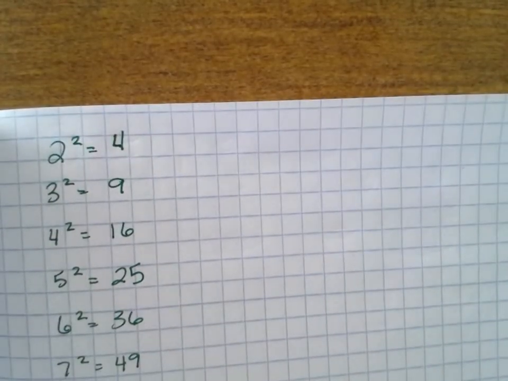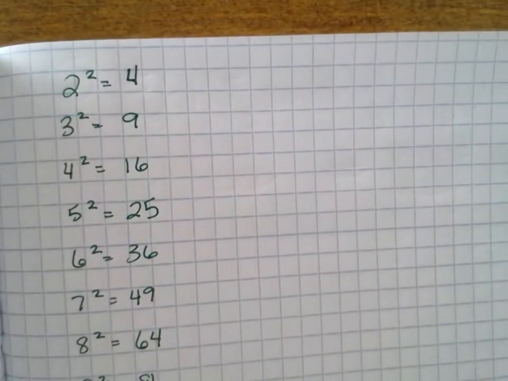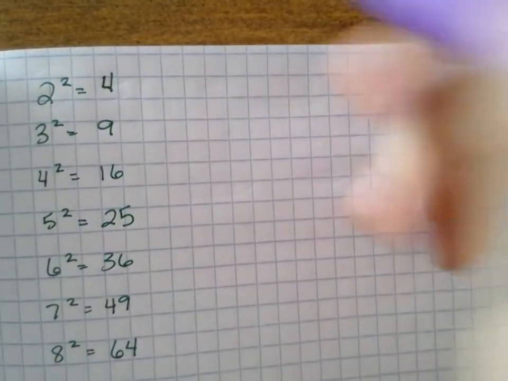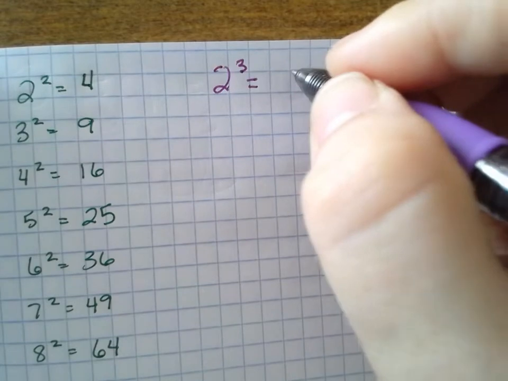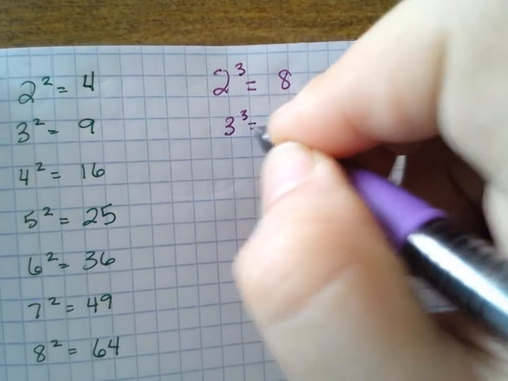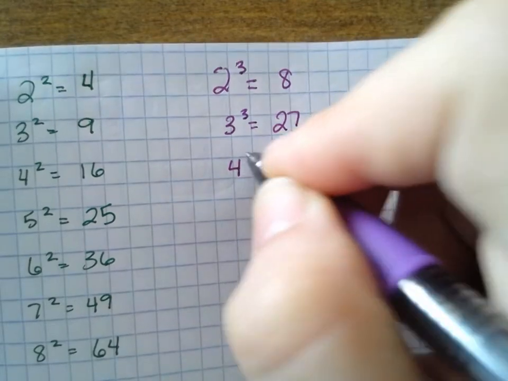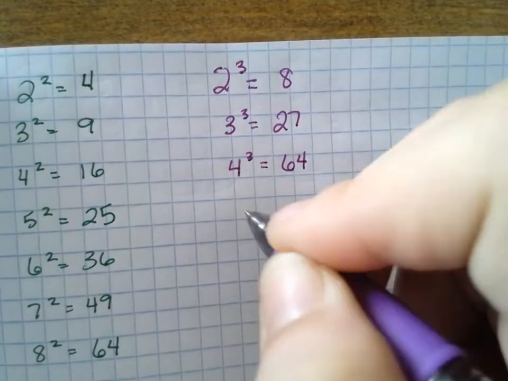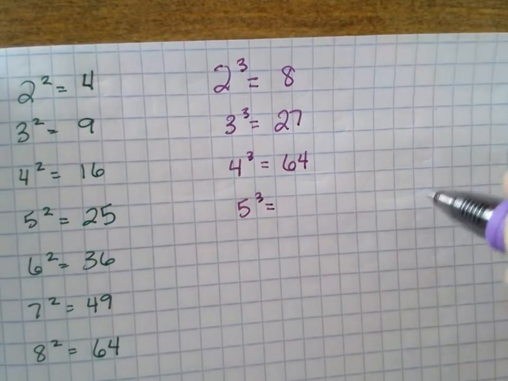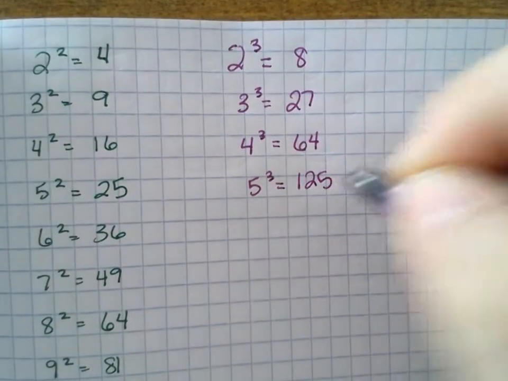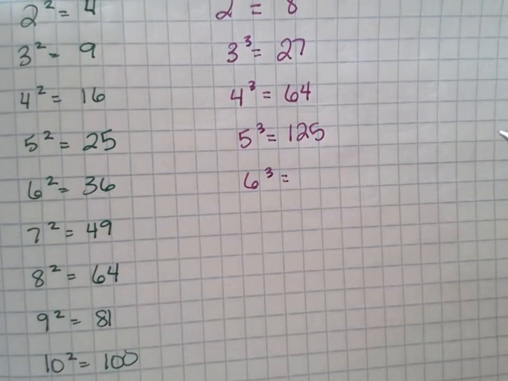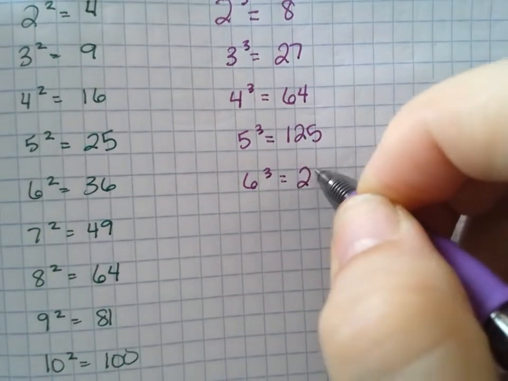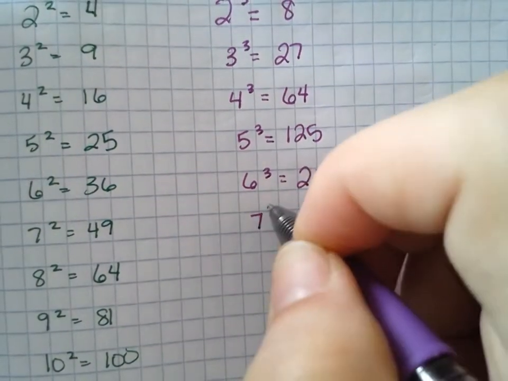All right. Let's go back and do a couple of cubes. I don't think you need to know all the cubes, but let's know some important ones. 2 cubed. 8. 3 cubed. 4 cubed. 5 cubed. Good job, Jonathan. 6 cubed. 216.